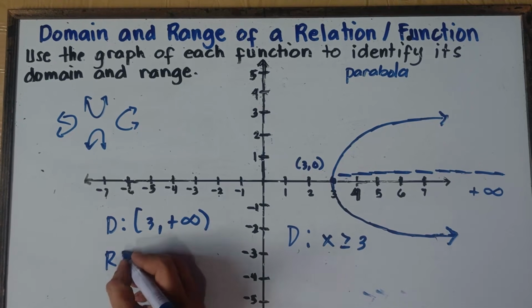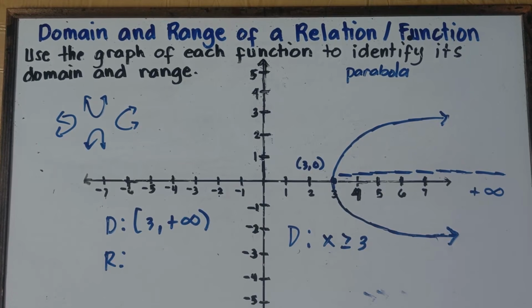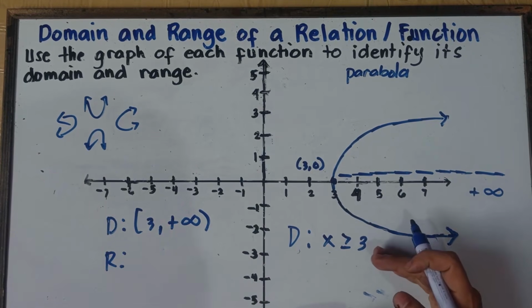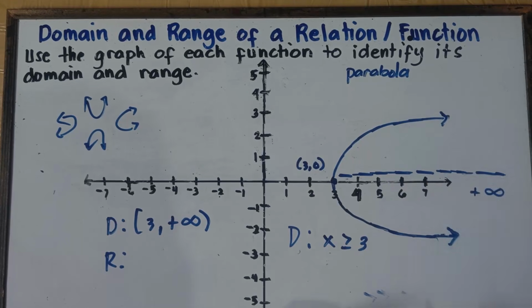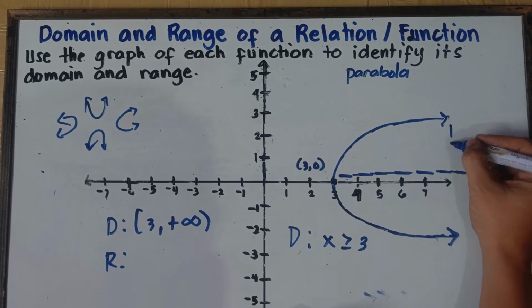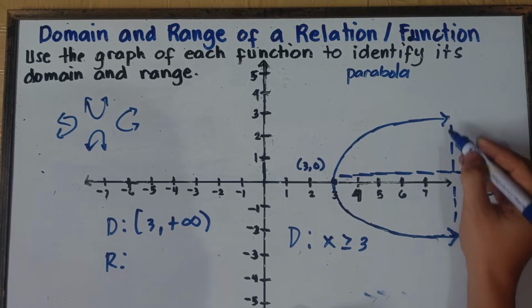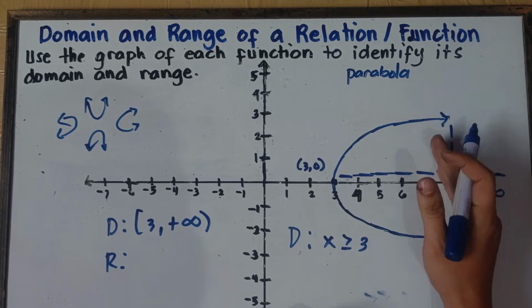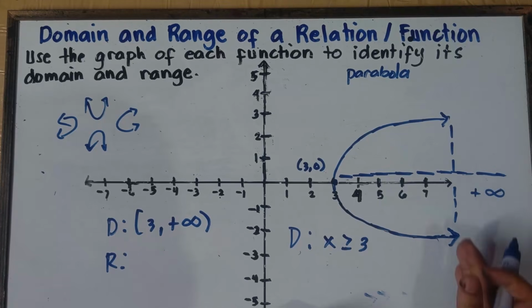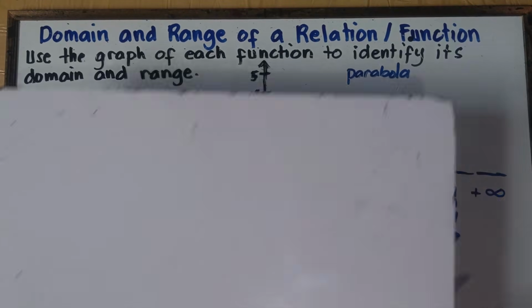Alright, and then for the range, it will be from negative infinity up to positive infinity. Once again, class, for the range, that would be vertical distance, right? Now, since we have an arrow, class, it will extend infinitely going upward. It will extend infinitely going downward. Let me just throw this one, class.